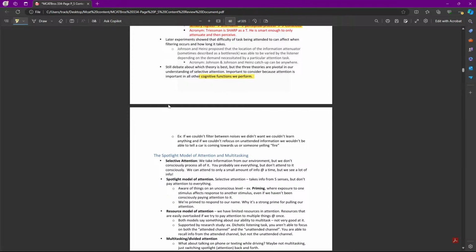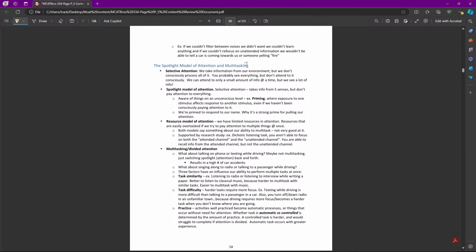The spotlight model of attention, multitasking. So selective attention is we take information from our body, but we don't consciously process it at all. So what we said earlier: your eyes see everything, but don't attend to it consciously. We attend to only small amounts of information at a time, but we see a lot of the information. The spotlight model of attention: selective attention takes info from the five senses, but pays attention to only some of it. Other things are processed on an unconscious level, for example priming, where exposure to one stimulus affects response to another stimulus, even if we haven't been consciously paying attention to it.